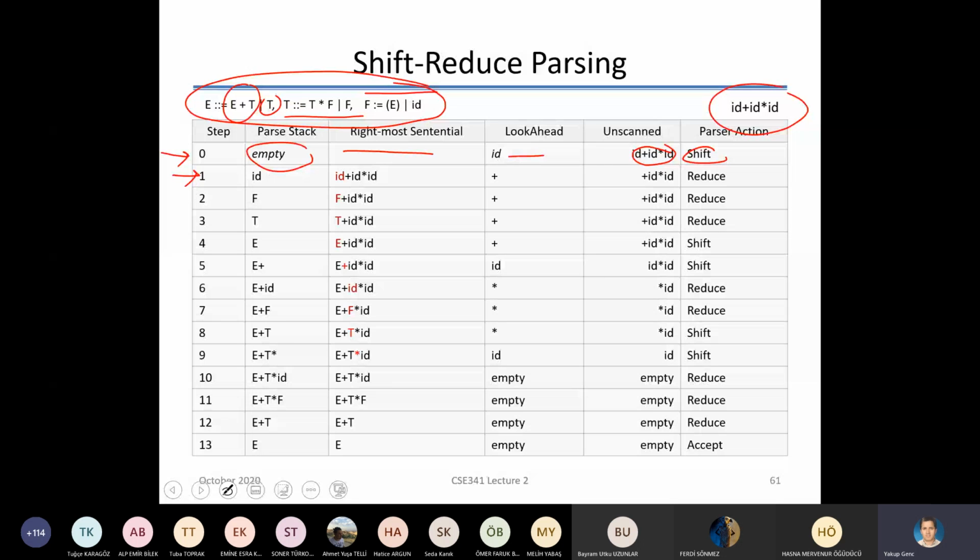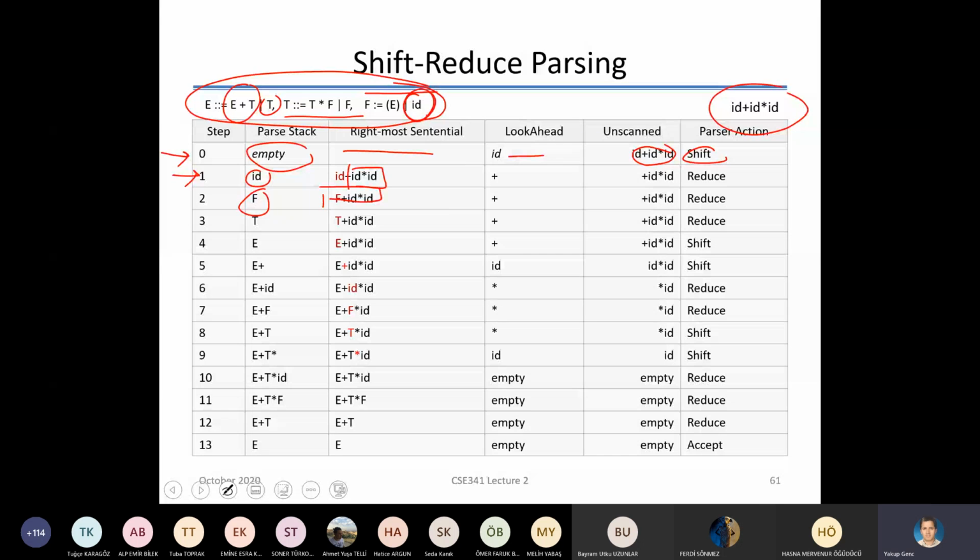When I do a shift, my parse stack has ID, and my right sentential form is ID plus, and this part that I don't see yet. Now the question is, can I do a reduce or shift? Let's say that I do a reduce, because I have this rule here: F goes to ID. Therefore, I can reduce ID to F, and my sentential form becomes F plus ID times ID, still a right sentential form.